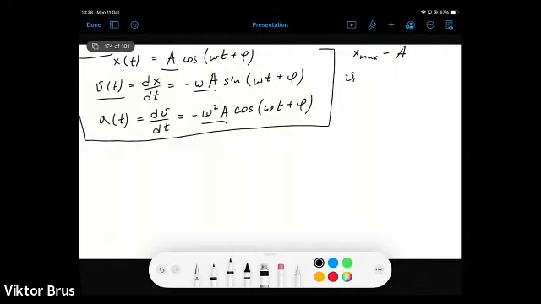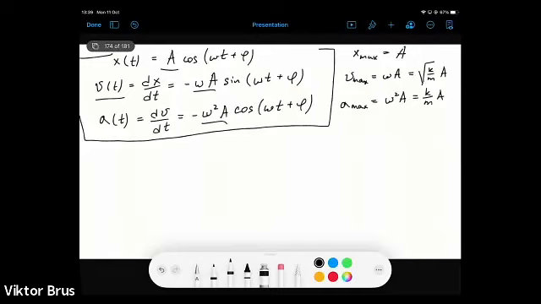For v, the maximum will be omega times A, and that is, if we take into account the substitution which we made, square root of k divided by m times amplitude A. And a maximum will be omega squared times A. So here we will get rid of this square root, and it will be k divided by m times A. So these are expressions for the maximum extreme values of displacement, velocity, and acceleration.